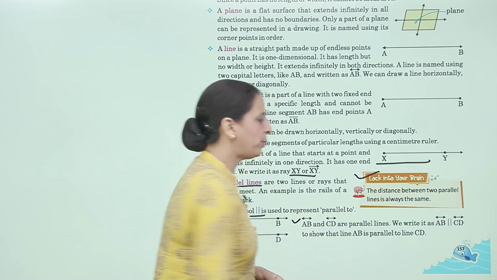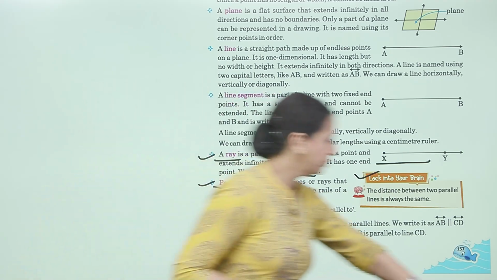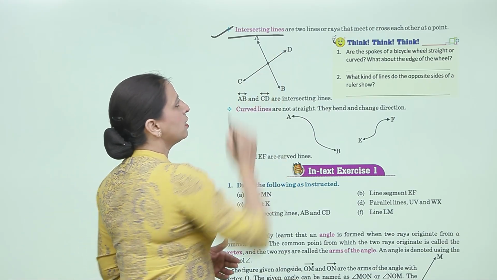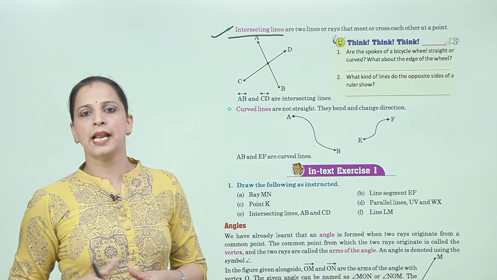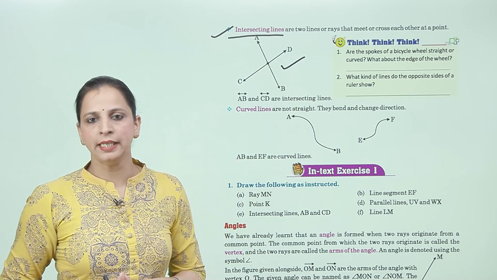Now lock into your brain. The distance between two parallel lines is always the same. Now, intersecting lines are two lines or rays that meet or cross each other at a point. These are intersecting lines. AB and CD are intersecting lines.